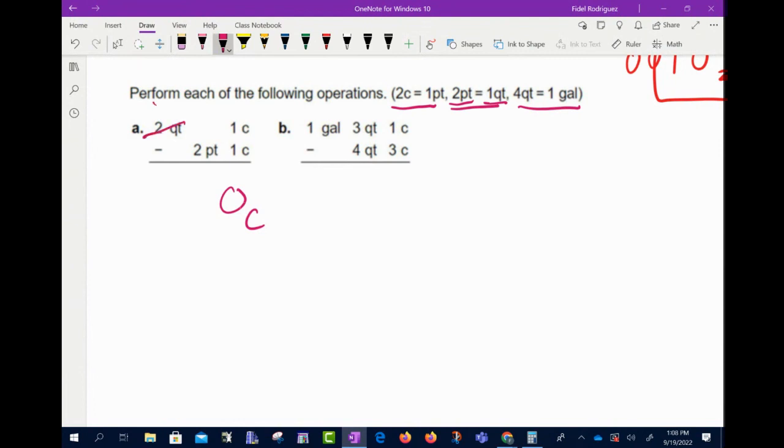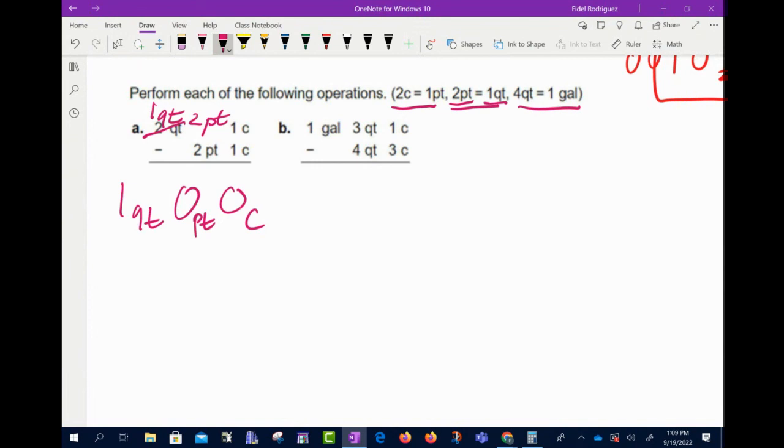So y'all, if I borrow 1 from here, I'm still left with 1 quart. That 1 quart, I can write it as 2 pints, can't we? And now we can subtract 2 pints minus 2 pints. We have no pints, and we're still left with 1 quart. So again, I'm trying to think of this approach on how I would start doing this thing.